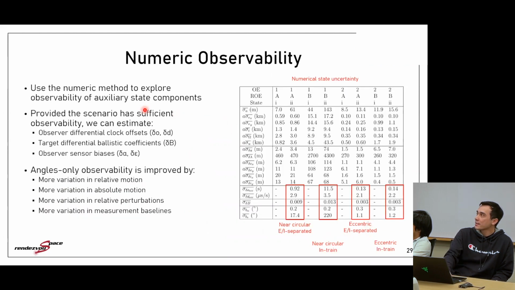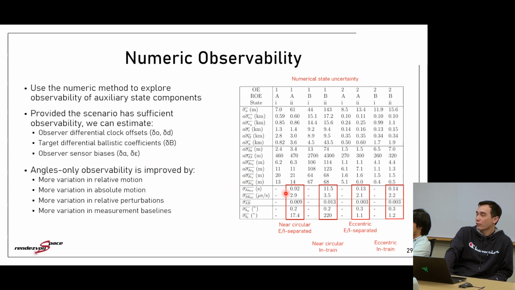Okay, the last result here is looking at the numeric method to explore the observability of auxiliary state components. By auxiliary state components, I mean things like the clock offsets between different spacecraft, because they need to be synchronized in terms of their clocks to exchange measurements. The ballistic coefficients between targets and observers, and the observer sensor bias in azimuth and elevation for the bearing angle. These auxiliary components correspond to these last 5 rows of this table, which show how accurately we think we can estimate those using these measurement batches.